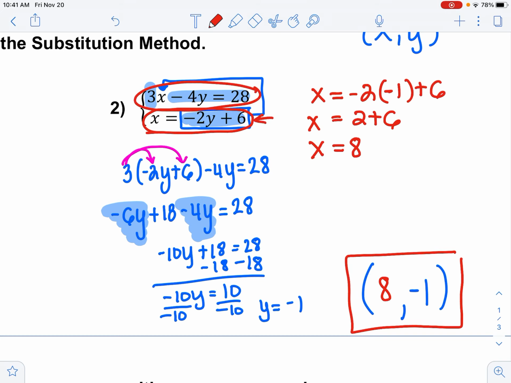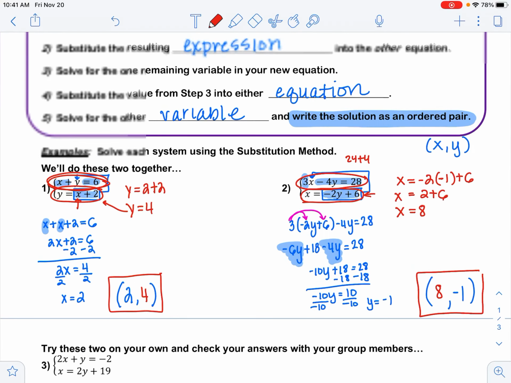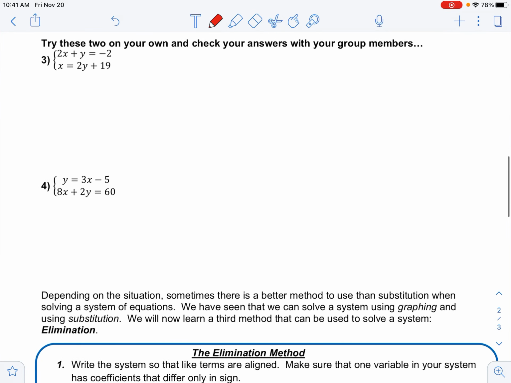Once again, if I wanted to check it, I plugged it into this one already. Now I can plug it into this one and check. 3 times 8 is 24. Negative 4 times negative 1 is 4. 24 plus 4 is 28. I just checked mine. I know I got it right.